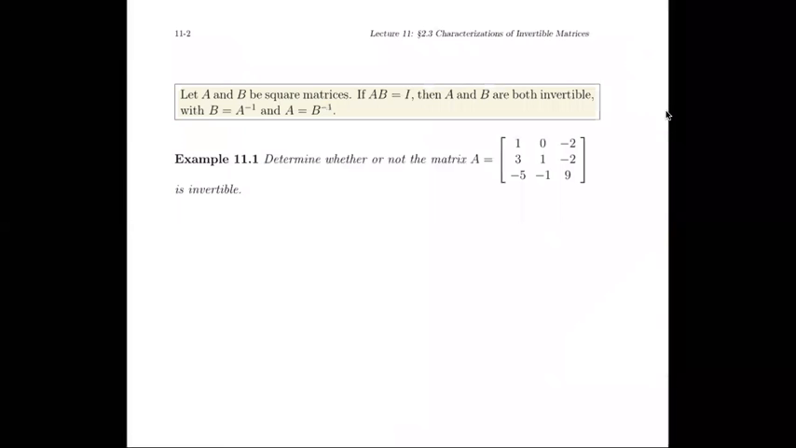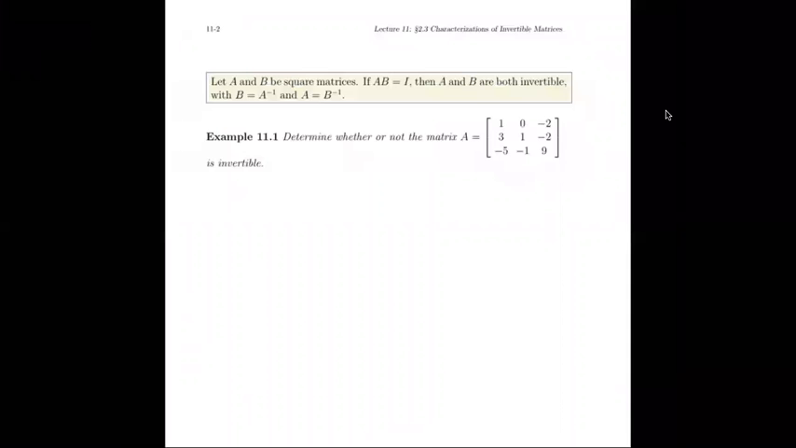So let's have a look at a corollary result first. If we have two square matrices A and B, and if it happens that A times B is equal to the identity matrix, then we can conclude that A and B are both invertible, with B equal to A inverse and A equal to B inverse. Well, how does this corollary come about? Let's think about it this way. For A, there's a matrix who, when we multiply it on the right side of A, we get the identity.